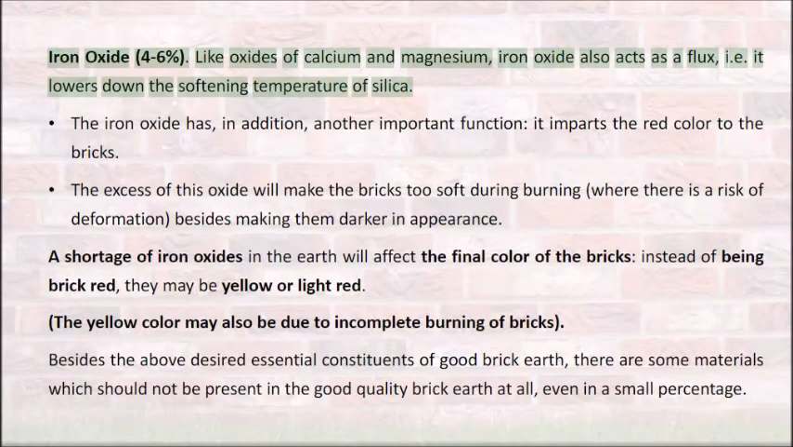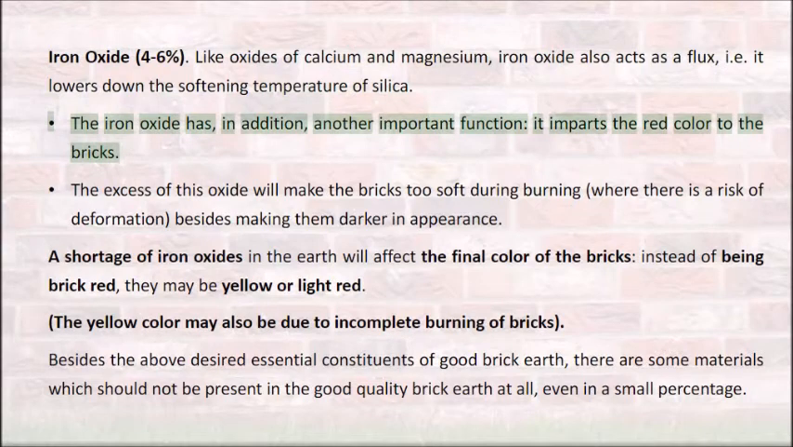Iron oxide, 4 to 6%. Like oxides of calcium and magnesium, iron oxide also acts as a flux, i.e. it lowers the softening temperature of silica. The iron oxide has, in addition, another important function: it imparts the red color to the bricks.